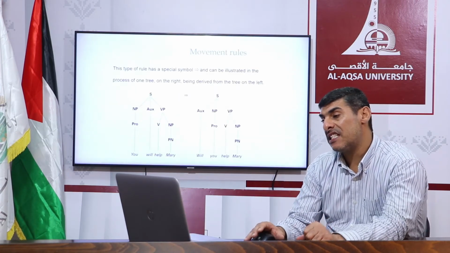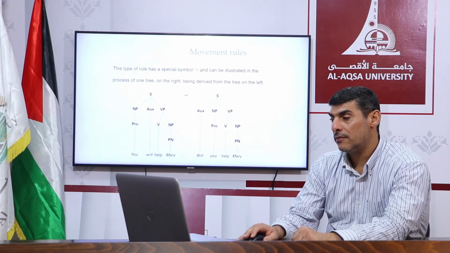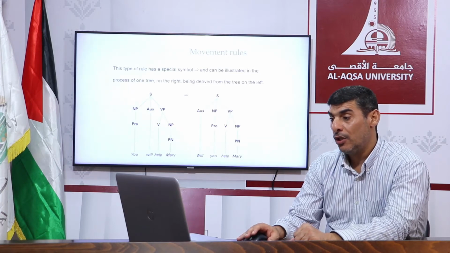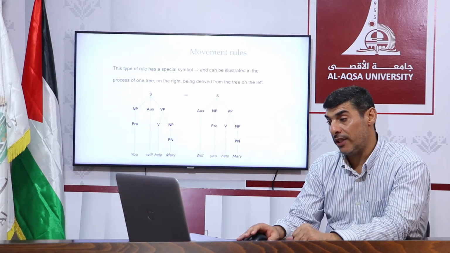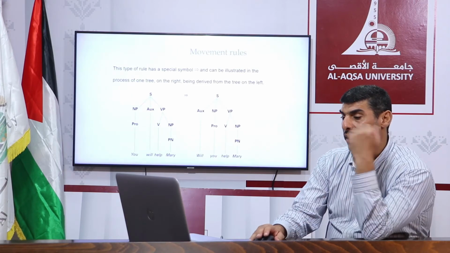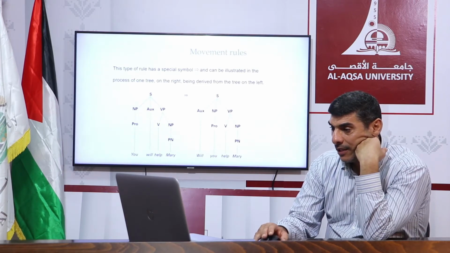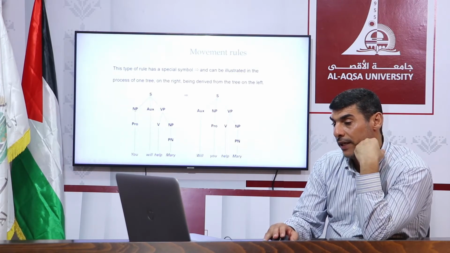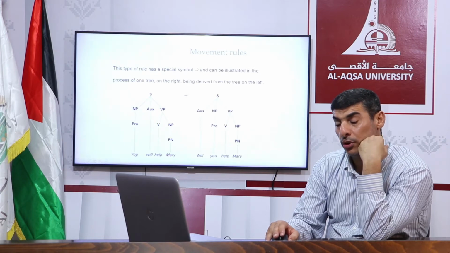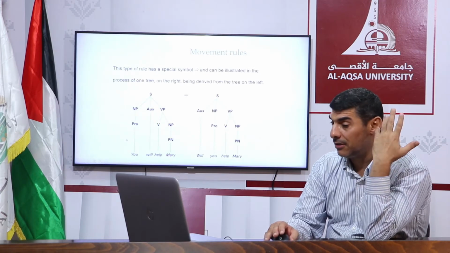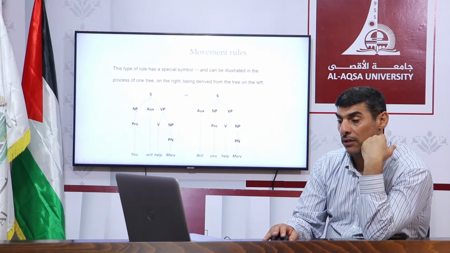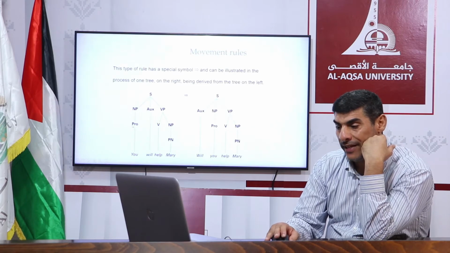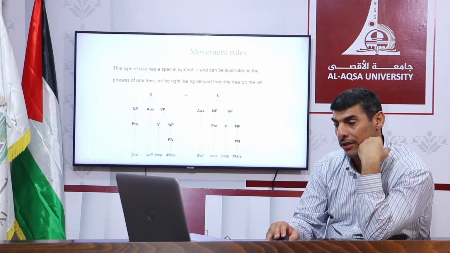This type of rule has a special symbol, and can be illustrated in the process of one tree on the right being derived from the tree on the left. As you see, we have sentence, and then we have noun phrase, auxiliary, verb phrase. In the noun phrase, we have the pronoun you. If it is the dog or the lion, and we have the lion here, there will be another row, which is article or determiner, the. Then we have the noun: dog, the dog, or the lion, or the man.